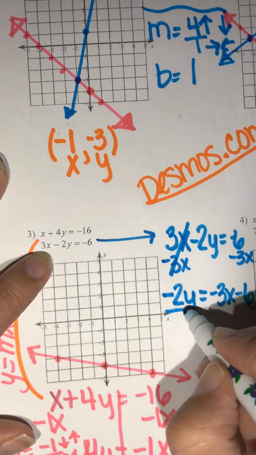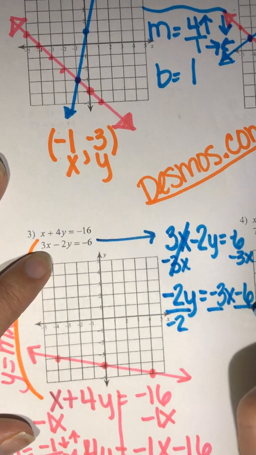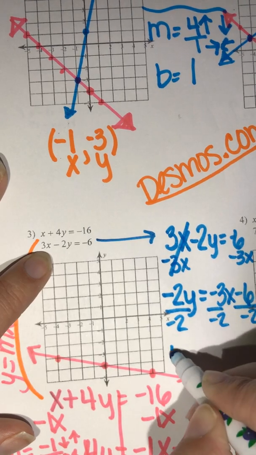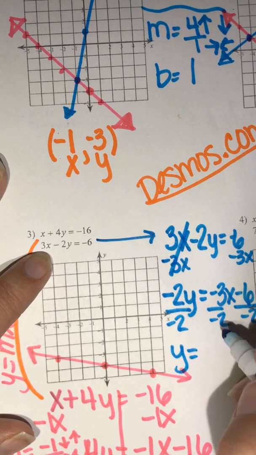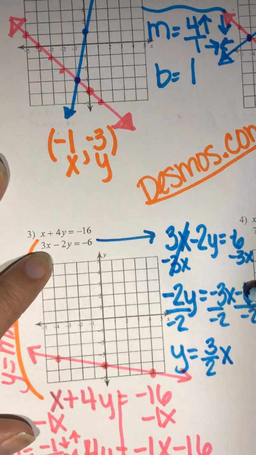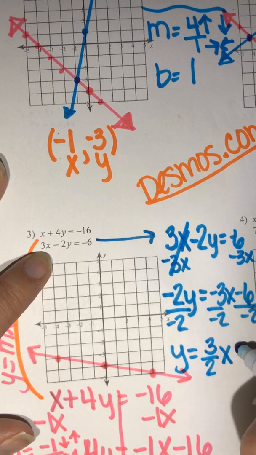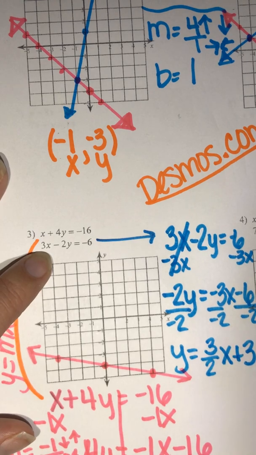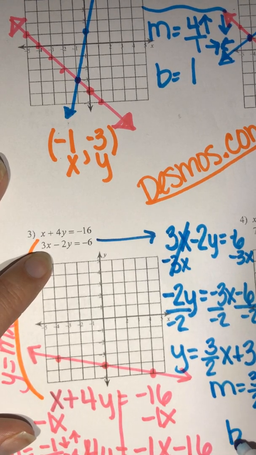And then I'm going to divide everything by -2. So that gives me y equals -3 divided by -2 is a +3/2 x. -6 divided by -2 is a +3. So my m is 3/2 and my b is 3.